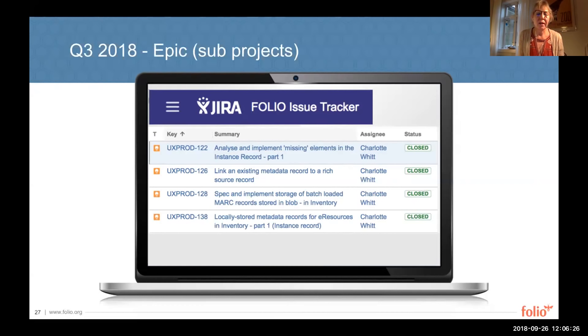What do we need inventory to include? Meta elements we need to include into inventory. This work has started, and we still have small tweaks to do on the instance record. We have an update of the holding and item record also to do. And then we have implemented, which Laura showed, linking to the source record. That was the MARC record she displayed.